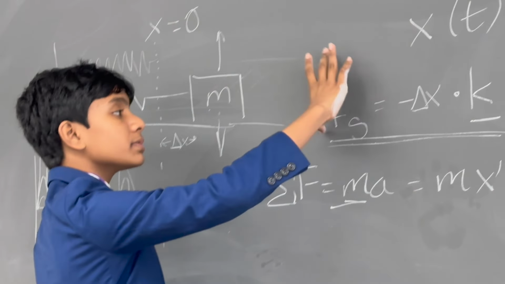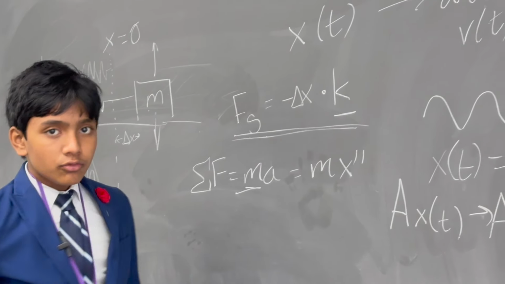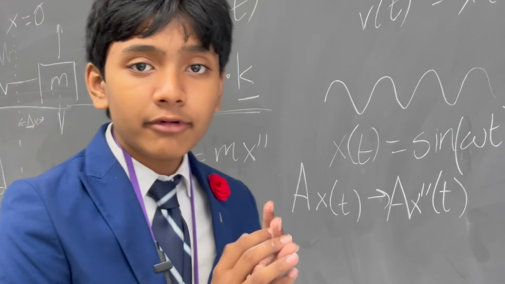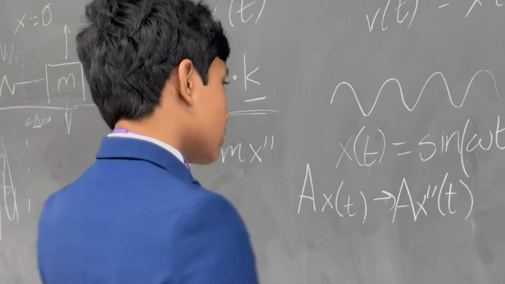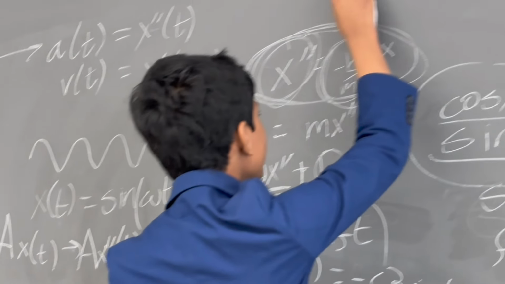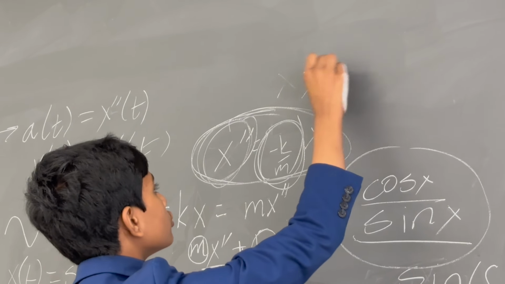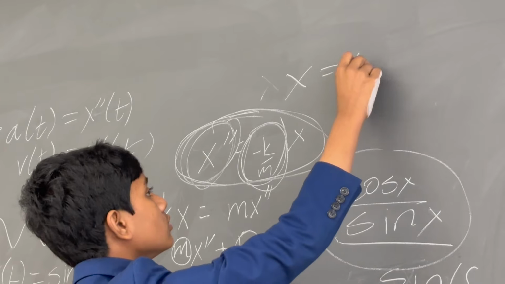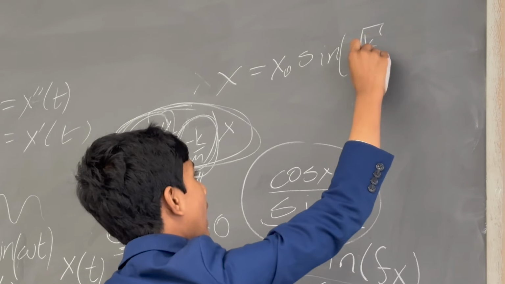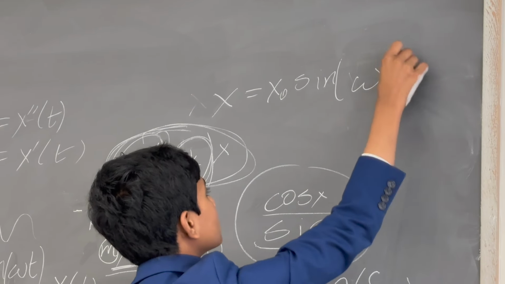When you pull the block farther, what does it do? It oscillates more, which means when you pull the block farther, that's actually indirectly setting the amplitude of this wave. So really, what's going on here is we have x of t is equal to x initial times sine of the square root of k over m, I'll just abbreviate it, t.